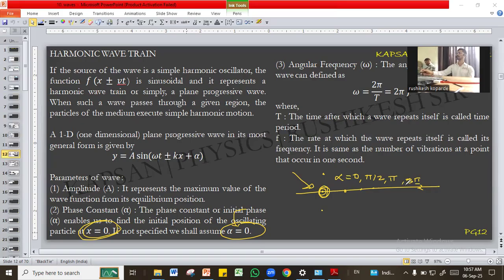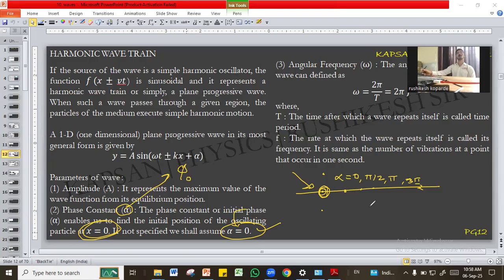All these particles will start oscillation anywhere they want, at mean or extreme, so all of these particles have some initial phases. But alpha represents the initial phase of the particle at the origin. The phase constant alpha is sometimes also called phi naught. Naught represents initial phase; phi represents phase.